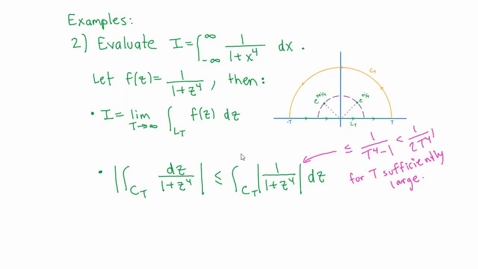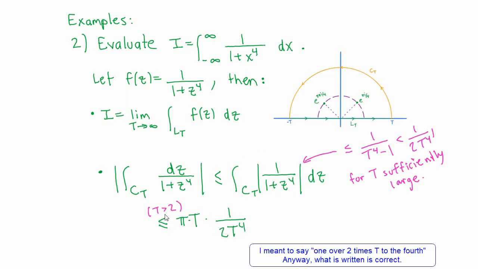Once again, if t is sufficiently large, 1 over t to the fourth minus 1 is bounded above by 1 over 2 times t to the fourth. Sufficiently large here can be taken to mean t is bigger than 2. In that case, these inequalities are both true. Next, the length of the curve ct that we're integrating over is pi times t. So combining this with our bound for the size of the integrand, we get that the integral is bounded above by pi times t times 1 over t to the fourth as long as t is bigger than 2.